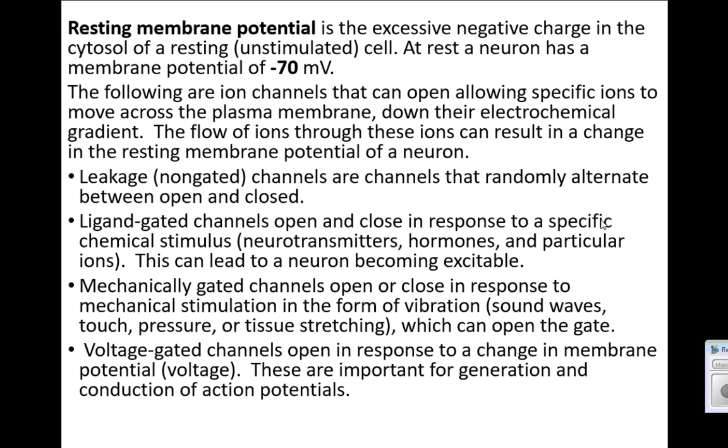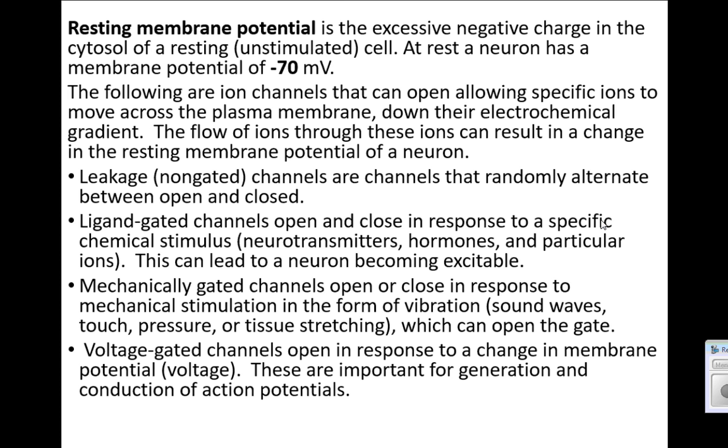We learned about resting membrane potential last week. The excessive negative charge in the cytosol of a resting or unstimulated cell. We said for most cells it was negative 60. In neurons, it's a little more negative. It's negative 70. Talk about why that is here in a second. There are 4 ion channels that can open or close here listed, which would then change that resting membrane potential, which is important for neuron signaling.